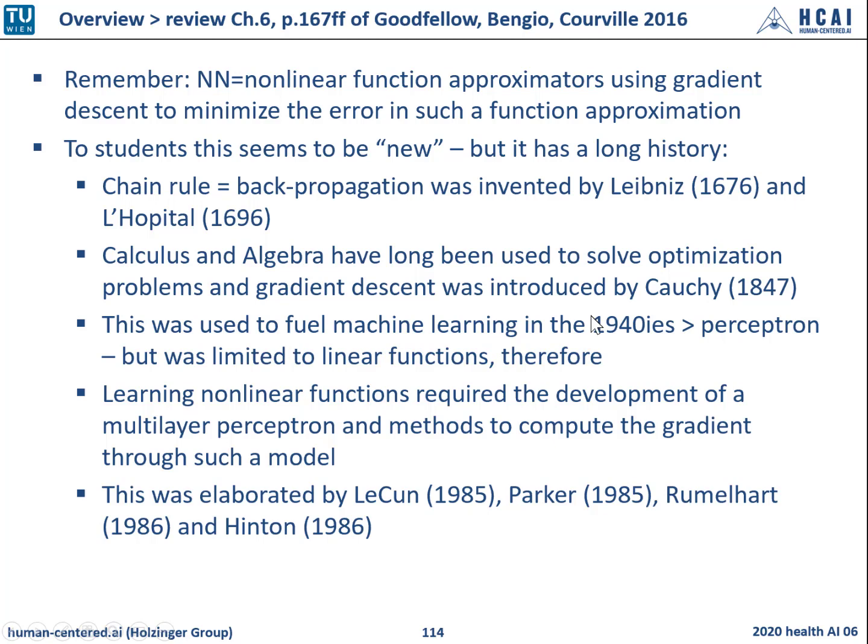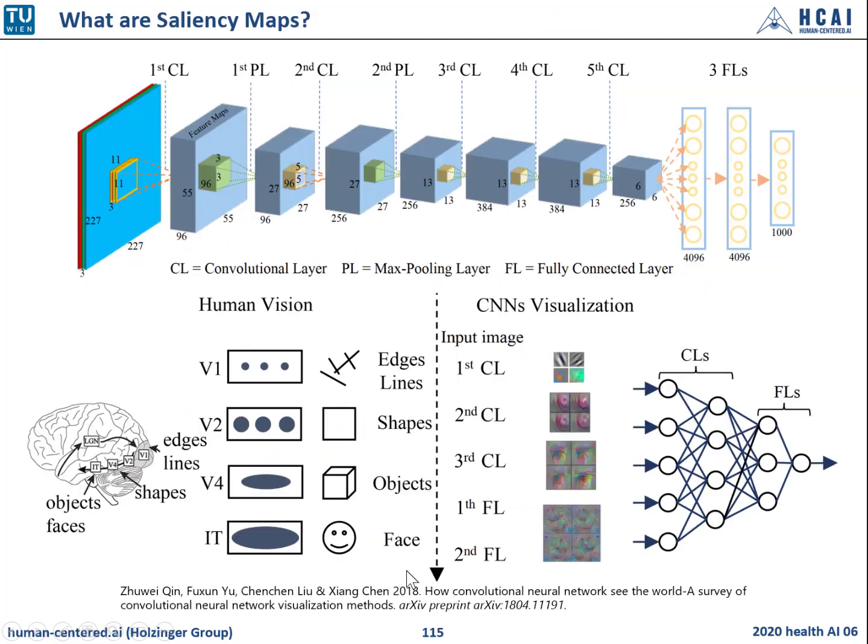And this was used to fuel machine learning in the 1940s. Perceptron, for example, but was limited to linear functions. And therefore, learning nonlinear functions required the development of a multi-layer perceptron and methods to compute the gradient through such a model. And this was then elaborated by LeCun in 1985, Parker, Rumelhart, Hinton, and so on. And you know, this was then the success story of deep learning.